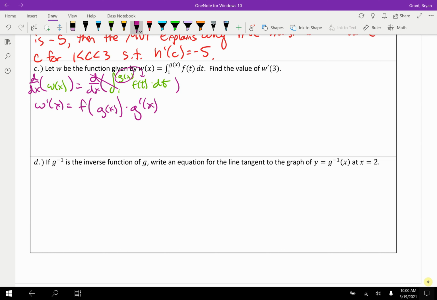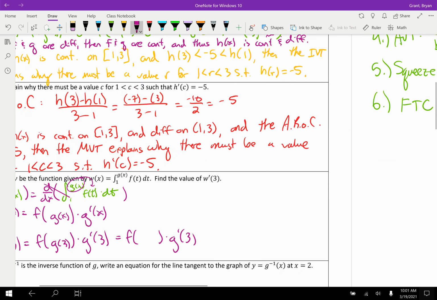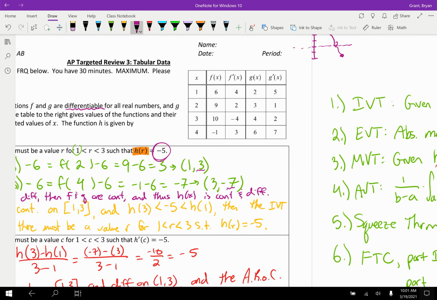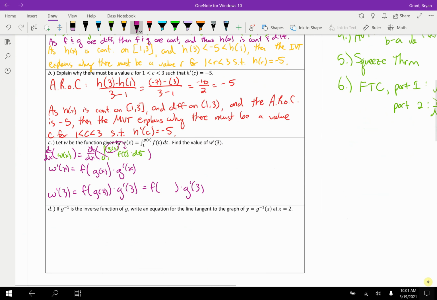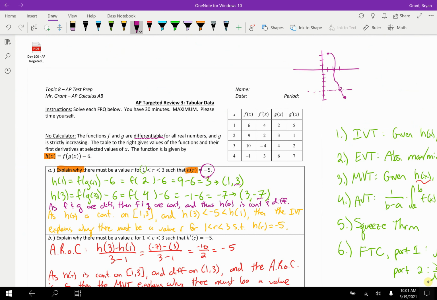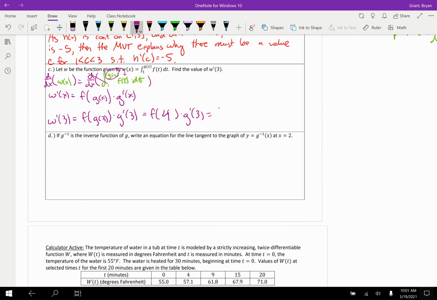All right, let's finish this off. W prime of 3 has got to be f of g(3) times g prime of 3. What is g(3)? g(3) is 4. So then we need f(4) and g prime of 3. That looks like -1 and 2, which is -2. Go us.